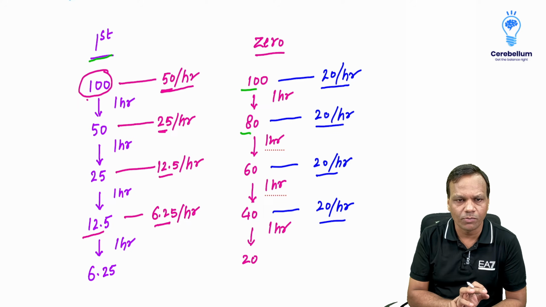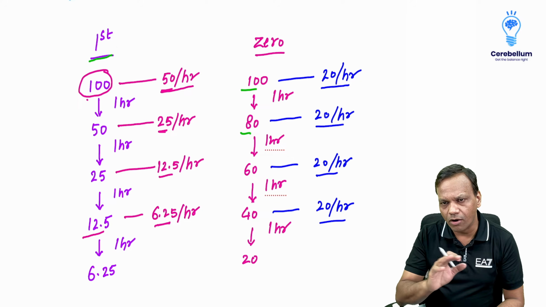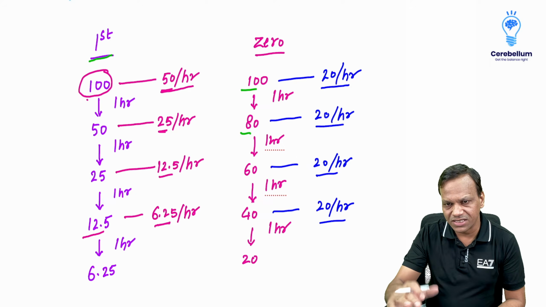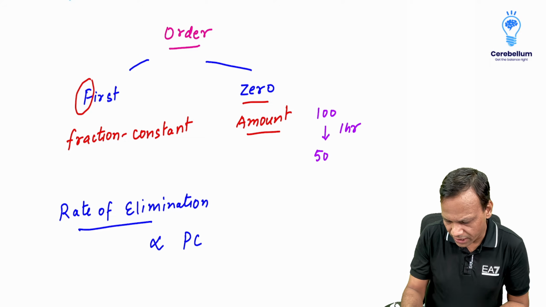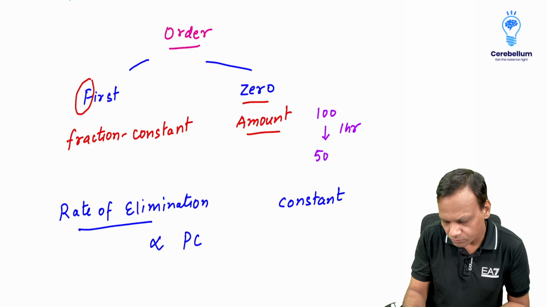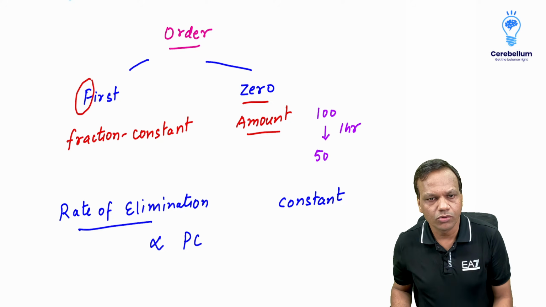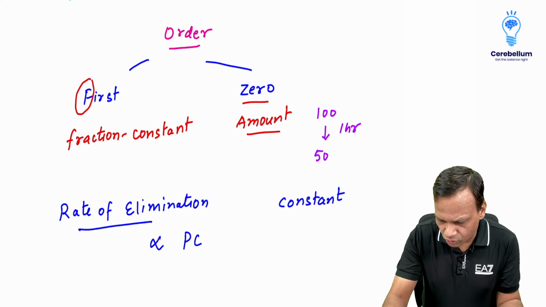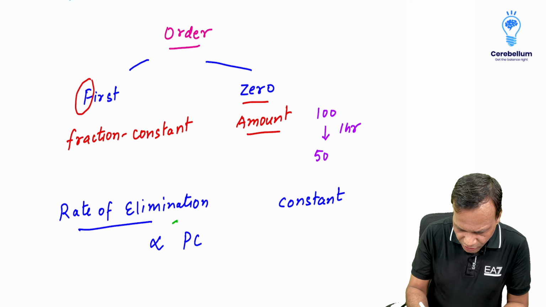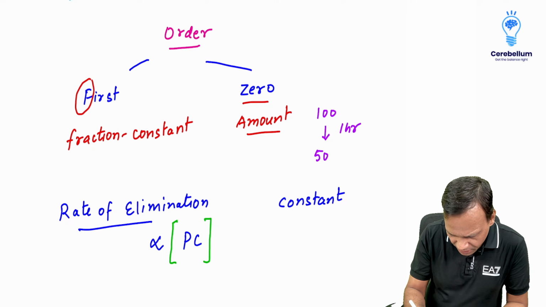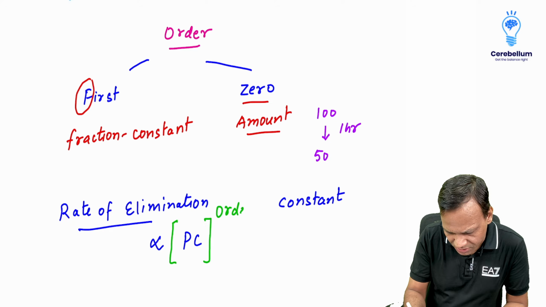It does not depend upon plasma concentration. Whatever may be the plasma concentration, it remains the same. So in zero order kinetics, rate of elimination is constant. So what we want to say, there is actually a formula: rate of elimination is directly proportional to which power of plasma concentration.